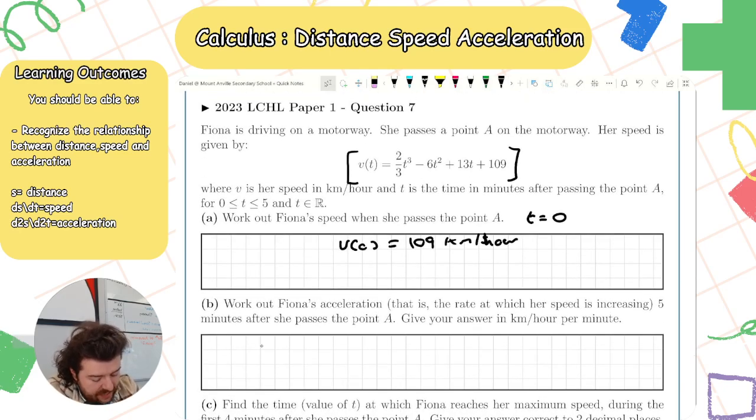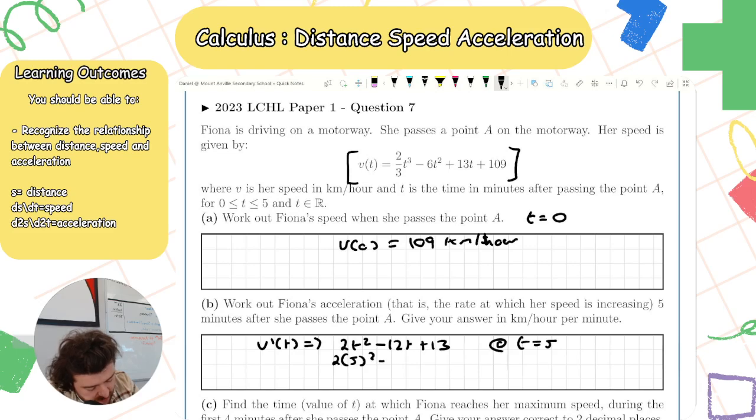Work out Fiona's acceleration. Well, that is just the derivative of her speed. That would be 2t squared minus 12t plus 13. Five minutes after passing the point, so it's going to be at t is equal to 5. So 2 times 5 squared minus 12 times 5 plus 13 is equal to 3.